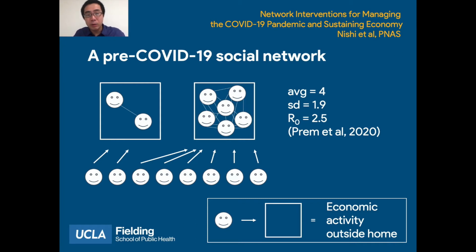Here we also assume all the people in the same box mingle and are at risk of infection from others if anyone in that same box has the virus. In this case, the average number of physical contacts is 4, and the degree of variation in the number of physical contacts is 1.9. The basic reproduction number of COVID-19 is said to be about 2.5, so let's assume it's also 2.5 in this normal situation.